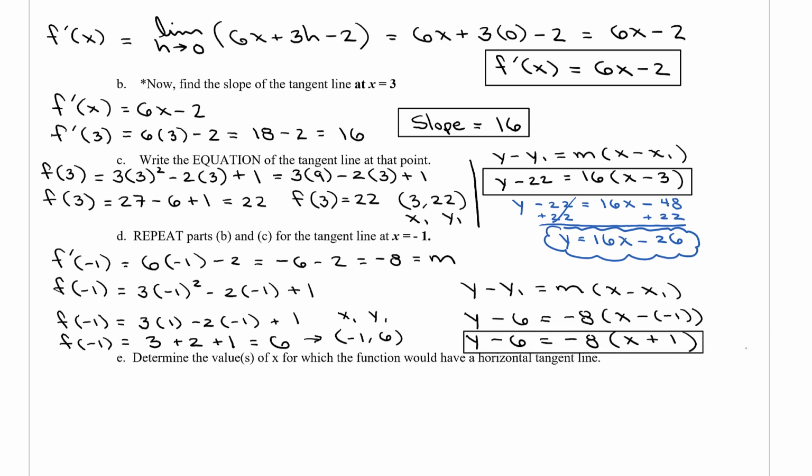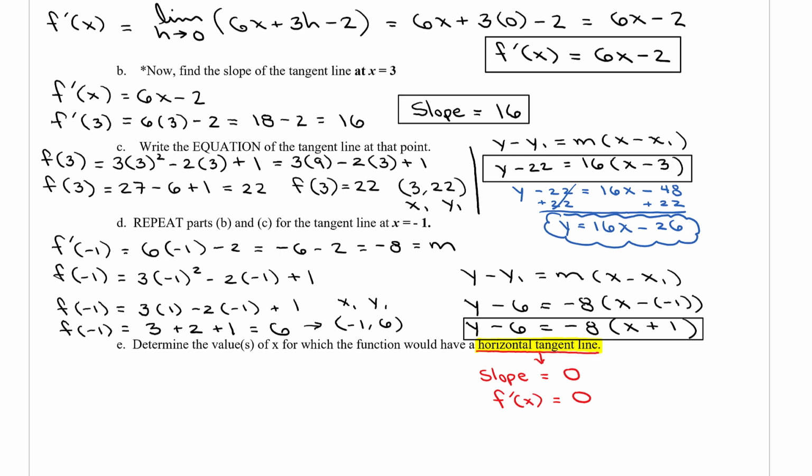E. Determine the value or values of x for which the function would have a horizontal tangent line. I'm going to highlight the words a horizontal tangent line. At a horizontal tangent line, the slope is going to be equal to 0. I'm going to also underline the words a horizontal tangent line and draw an arrow underneath, and I'm going to write down slope equals 0. And then I'm going to write down f prime of x equals 0 because that's what we said the derivative represents. The derivative represents the slope of the tangent line.